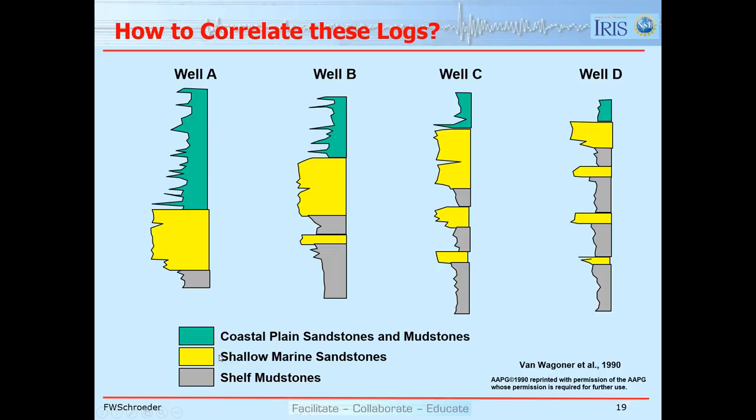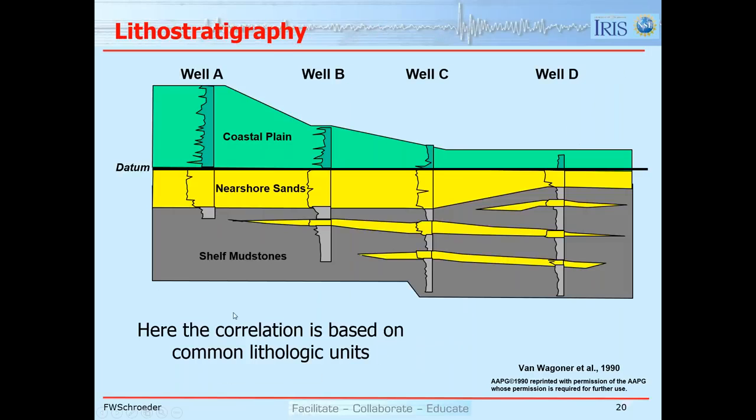So here we have four wells, well A, B, C, and D. This could be a gamma ray log or an SP log. The green here represents coastal plain sands and muds. The yellow are shallow marine sands, and the gray is shelf mudstones. One thing we could do is say, well, I have a really thick nearshore sand here and here and here and here. Let me make the top of that thick sand a datum, or a surface along which I'll flatten all the logs. And then I can start to say, where is the coastal plain? Where are the nearshore deposits? And where are the shelfal mudstones? So this would be a lithostratigraphic, or rock stratigraphic, correlation.